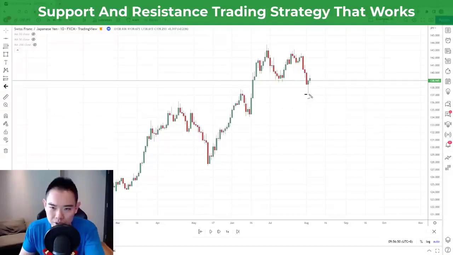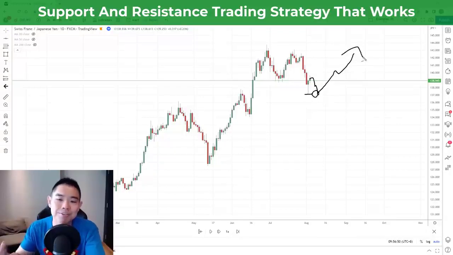I don't like to set it just over here because the market could possibly come down lower, hit my stop loss, and then reverse up higher. How many times has that happened to you, right? So this is why we want to set our stop loss usually a distance below the lows.